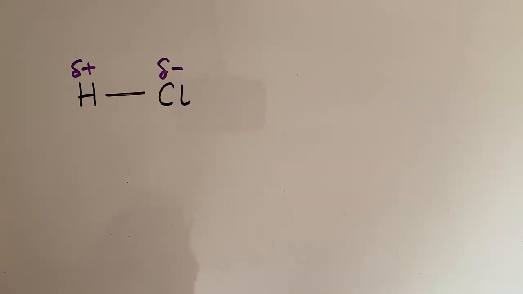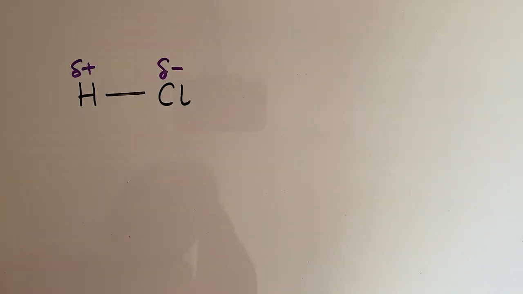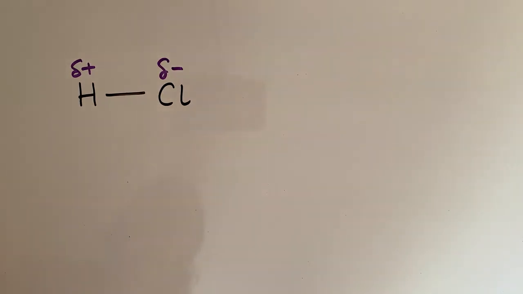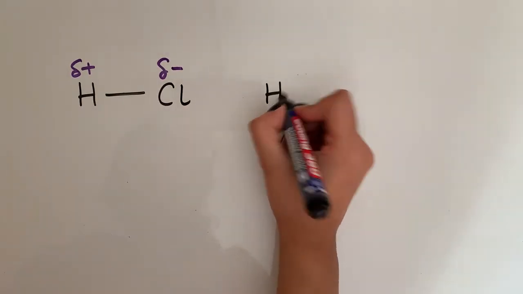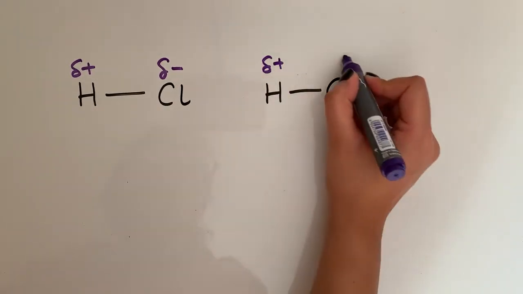Now, this is different to the instantaneous dipole that we looked at in the previous video. An instantaneous dipole is temporary and won't last very long, but this sort of dipole, where we have an electronegative atom in a bond, is what we call a permanent dipole. It's not an instantaneous dipole. No matter what's around it, or how much time goes by, this dipole will exist throughout. As you can imagine, there are probably a lot more hydrogen chloride molecules around, which also have a dipole going across them.